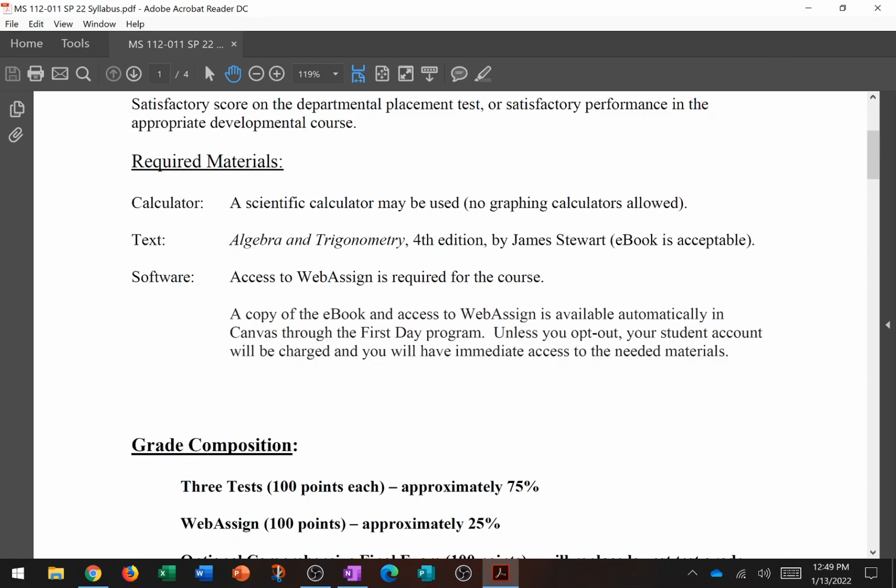And with that, you automatically get access to the electronic version of the textbook, so that's fine if that's all you want. You don't have to purchase a hard copy unless you're just a person that likes looking at the hard copy of the book. All right. Questions on materials? Okay.